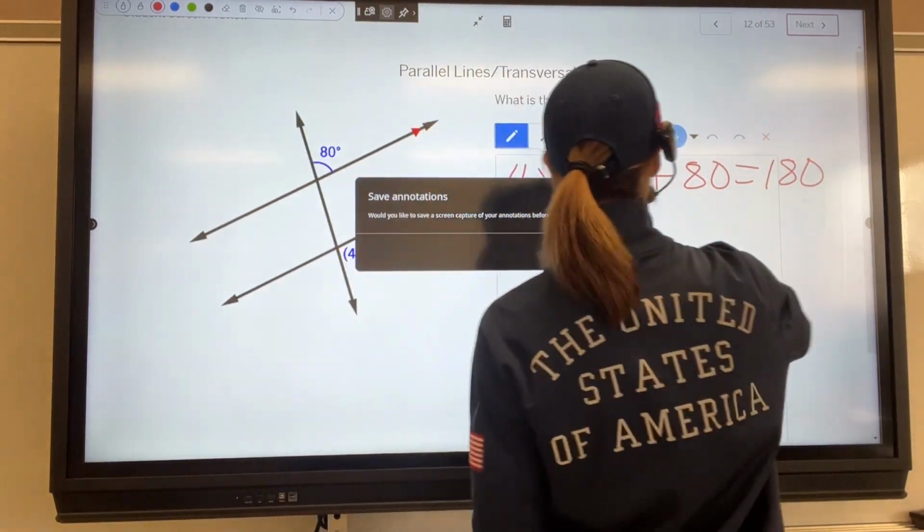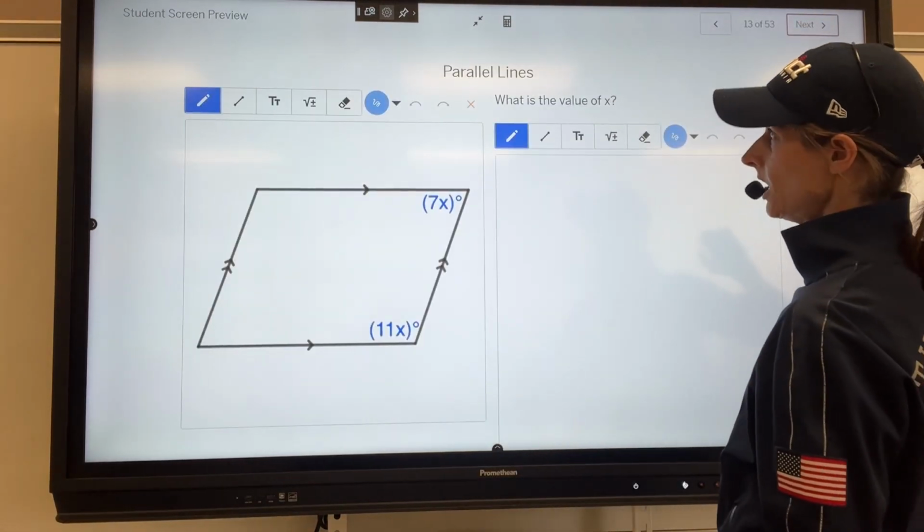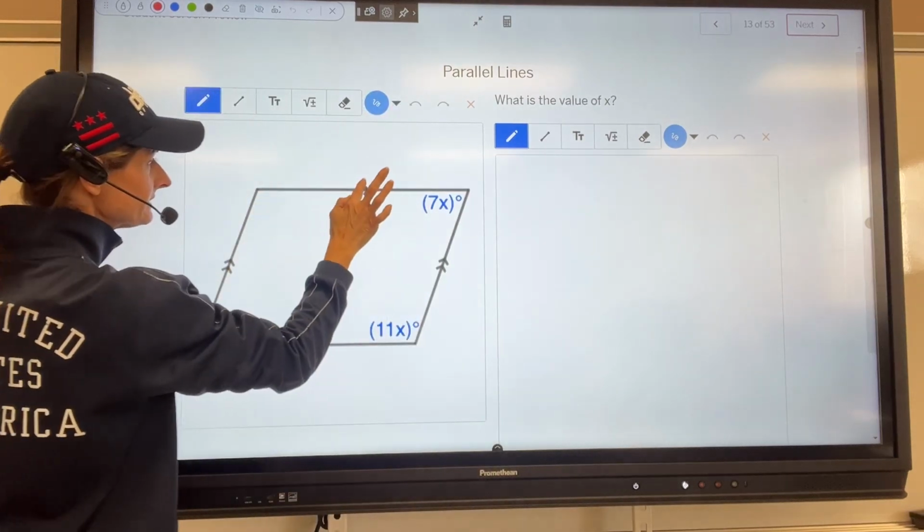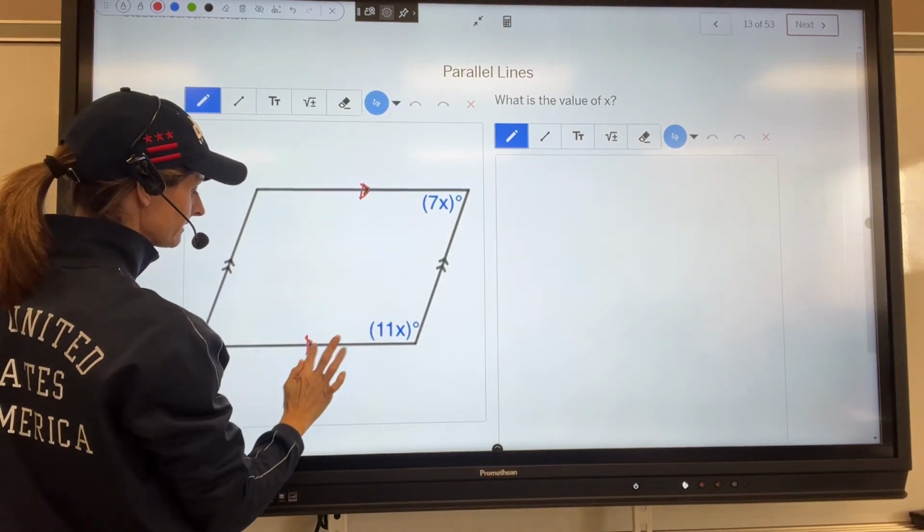I don't know if that's the end. We're about to find out. Oh, this is a good one. All right, so take a look. See these little arrows here? What do those arrows mean?